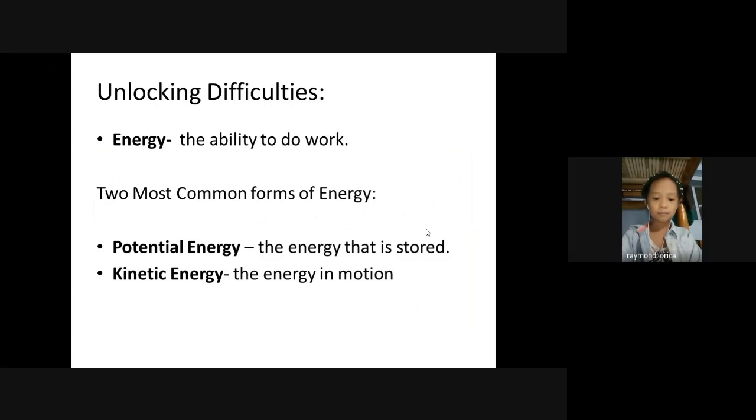Yes, ma'am. Okay. So, we have two most common forms of energy. And what are those? We have the potential and kinetic energy. And what are the differences between those two? Gian, can you please read what is the meaning of potential energy? The energy that is stored. All right. How about the kinetic energy? Energy in motion. All right.